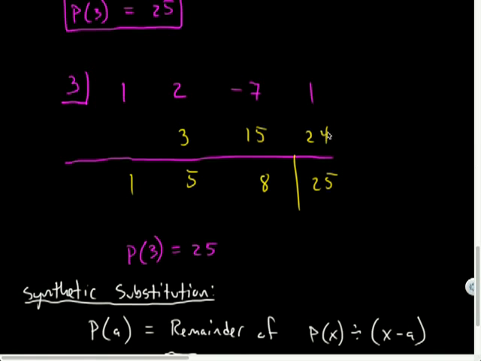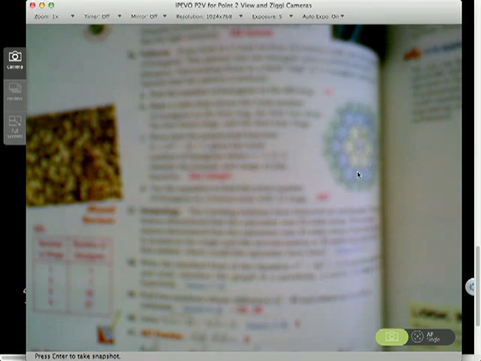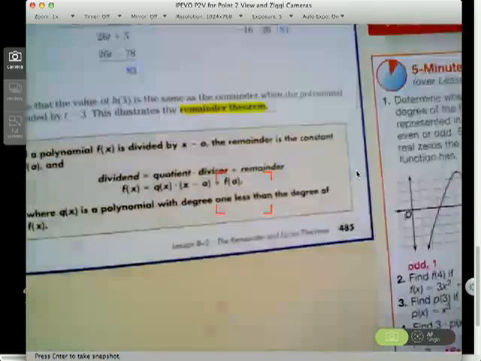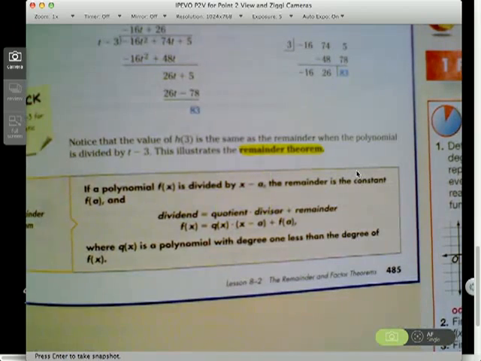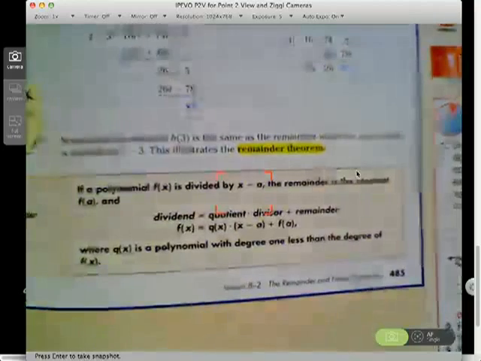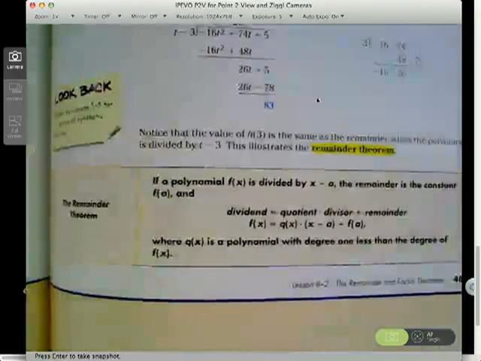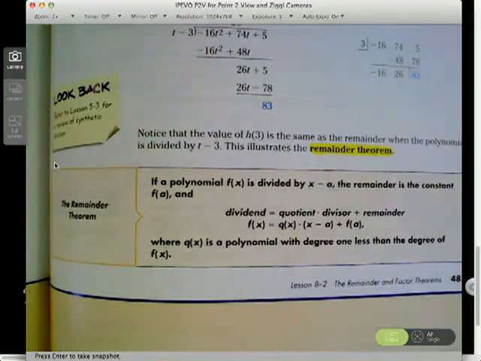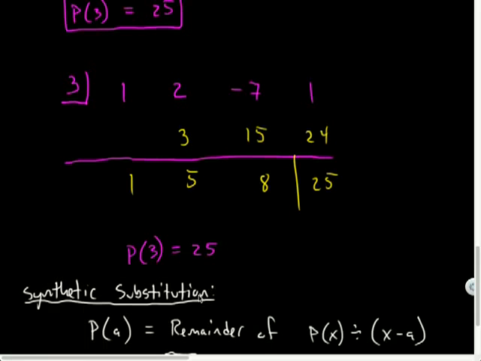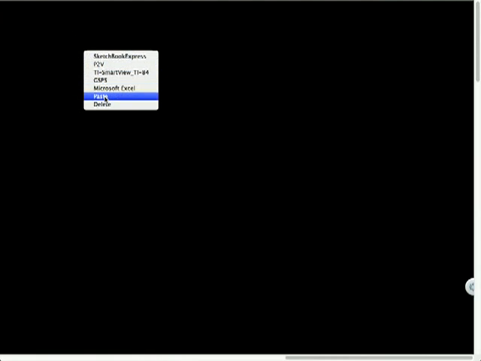Cool stuff. Let's see, one more thing I need to show you today. Let's see if my book wasn't blurry. There's a whole lot more here than what I just said about synthetic substitution. Let's see if I can get a good, clear shot. Bam. This is called the remainder theorem. It's technically what we're applying. The process we're doing is called synthetic substitution. Let me get a fresh sheet of paper there. And this is what it says.